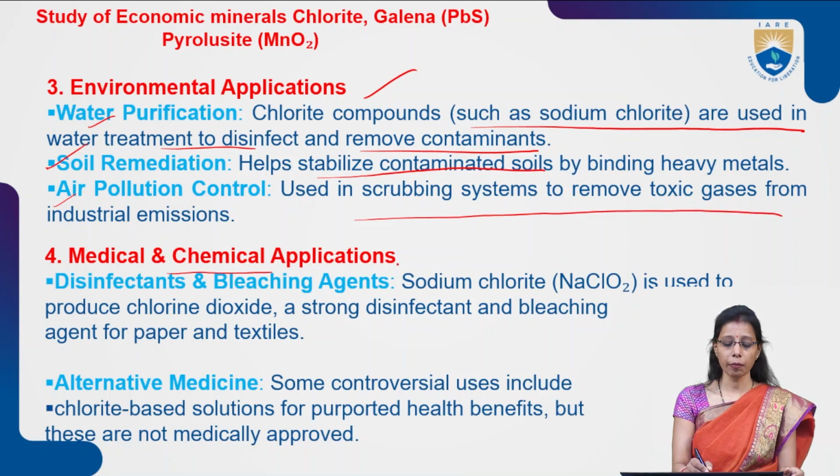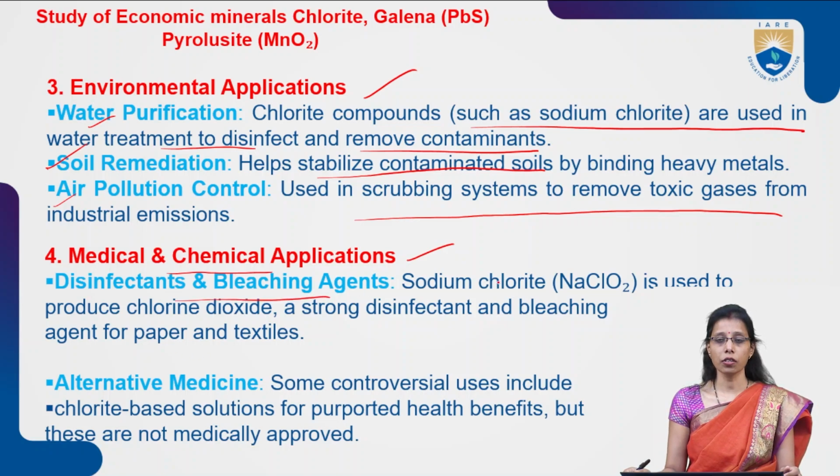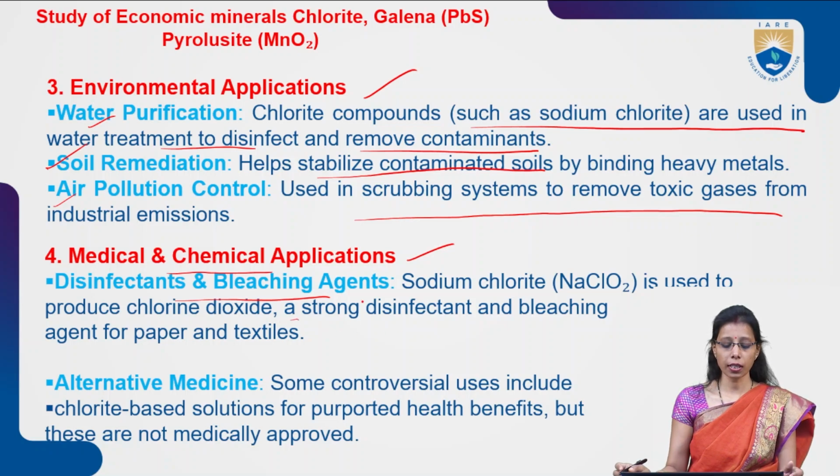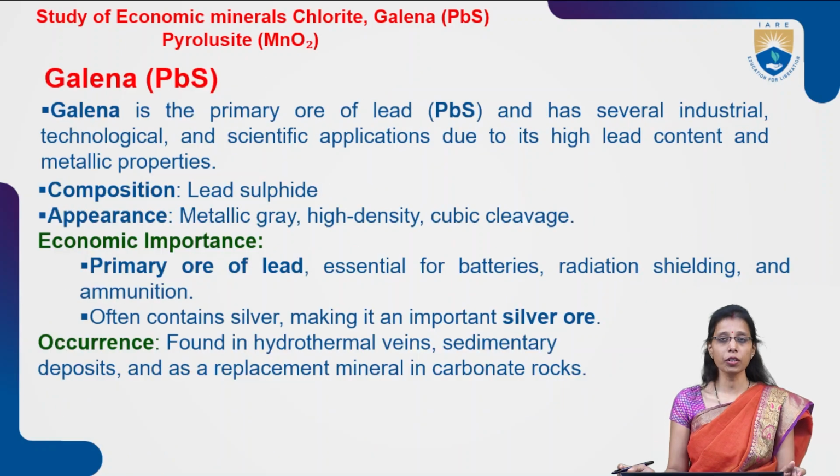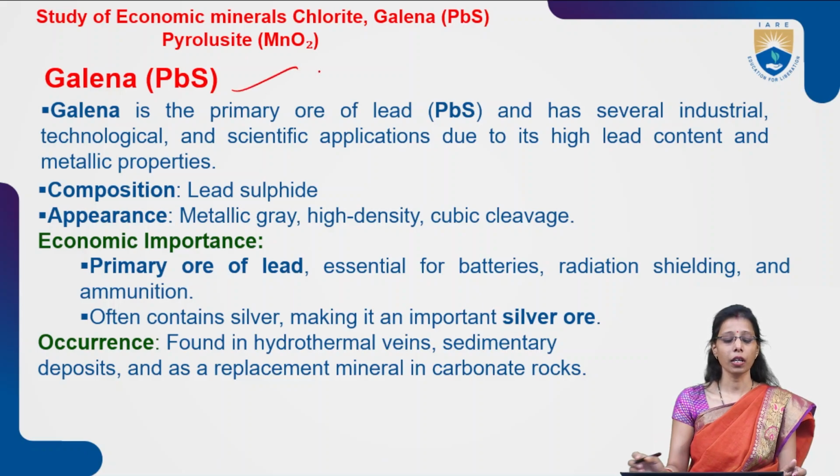Now, as a medical and chemical application, disinfectants and bleaching agents: sodium chlorite is used to produce chlorine dioxide, a strong disinfectant and bleaching agent for the paper and textile industry. As an alternative medicine, some controversial uses include chlorite-based solutions for supposed health benefits, but these are not medically approved. Now coming to the second type of mineral here, that is galena.